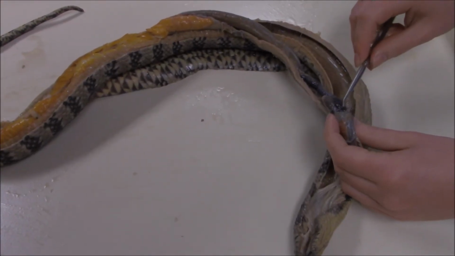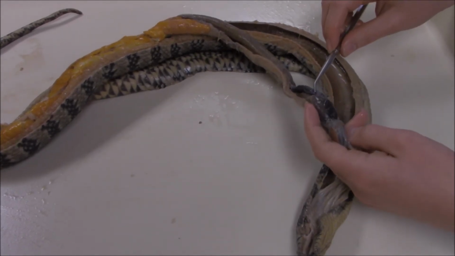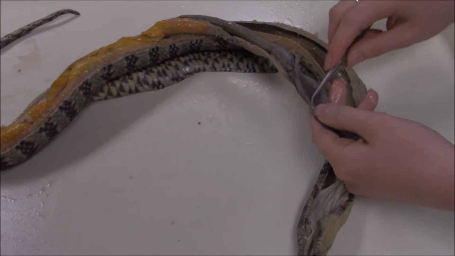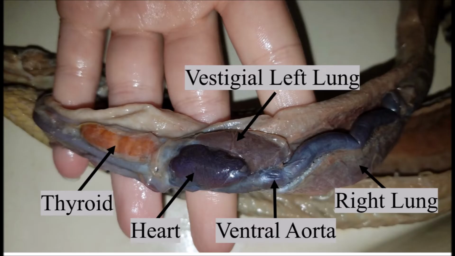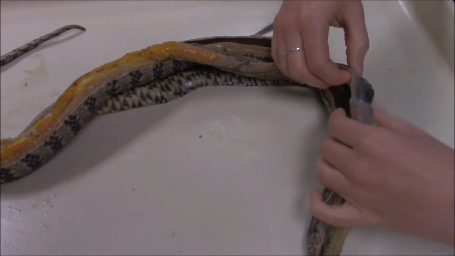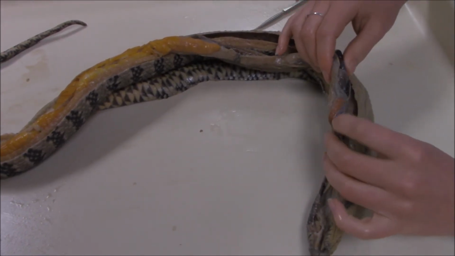So this is our heart. This is the ventral aorta down here, and this is our heart. And then this is our vestigial left lung. And we also have our larger right lung. As you can see here, the vestigial left lung would normally be larger in other tetrapods, however it is reduced in snakes. Then we have our esophagus leading into the stomach, and this is the thyroid gland right here.